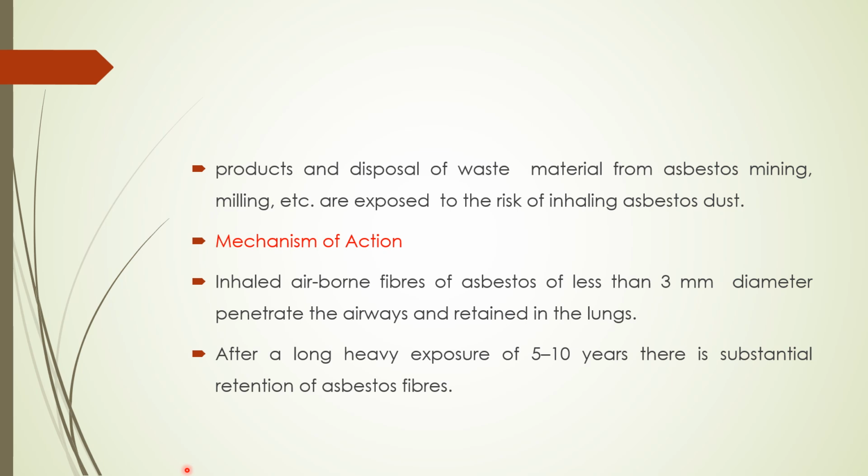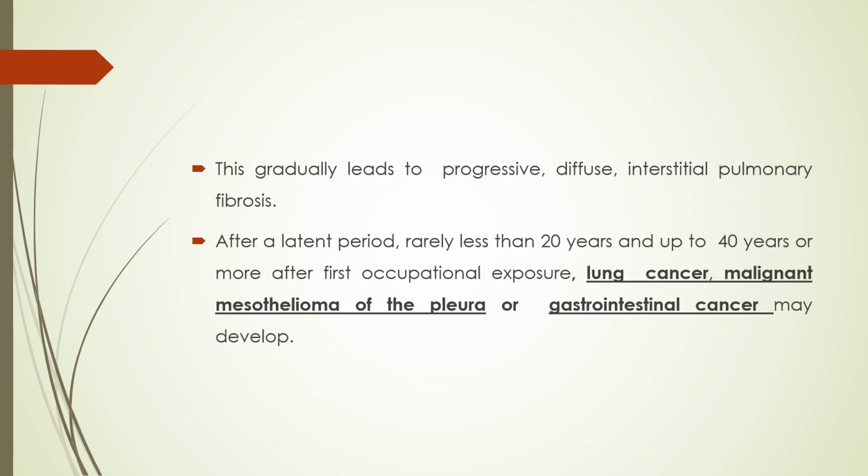Now, what's the mechanism of action? The inhaled airborne fibers of asbestos of less than 3 mm diameter penetrate the airway and are retained in the lungs. After long heavy exposure of 5 to 10 years, there is substantial retention of asbestos fibers. This gradually leads to progressive, diffuse interstitial pulmonary fibrosis.